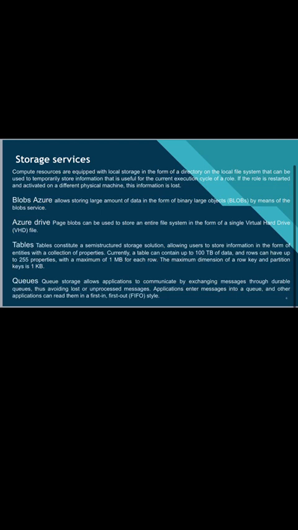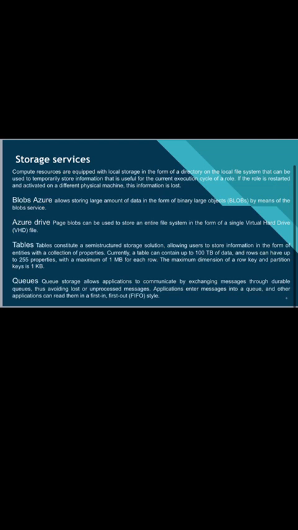Now let us see what the storage services are. The compute resources are equipped with local storage in the form of a directory on the local file system that can be used to temporarily store information that is useful for the current execution cycle of a role. If the role is restarted and activated on a different physical machine, this information is lost. There are different types of storage services: Azure Drive, tables, queues, and blobs.